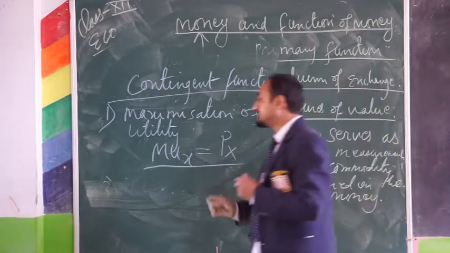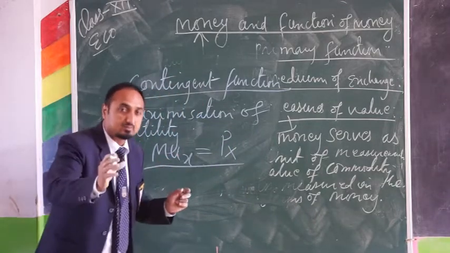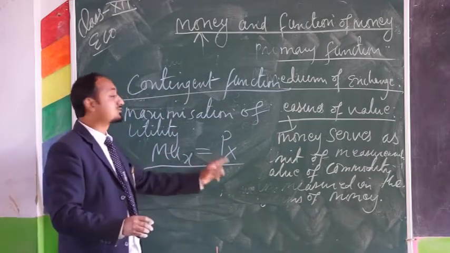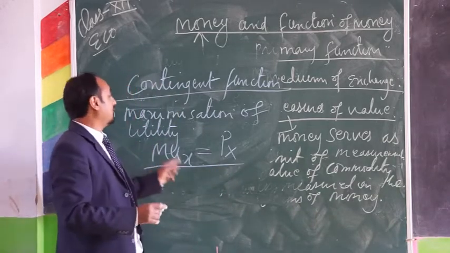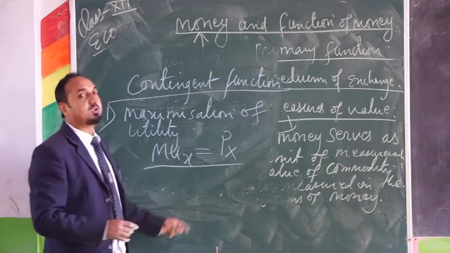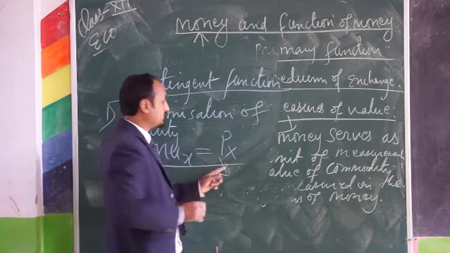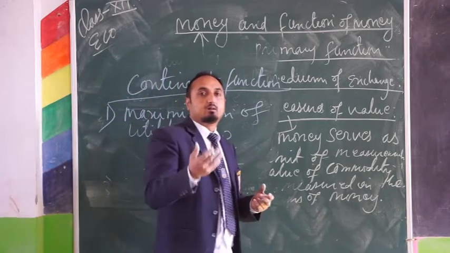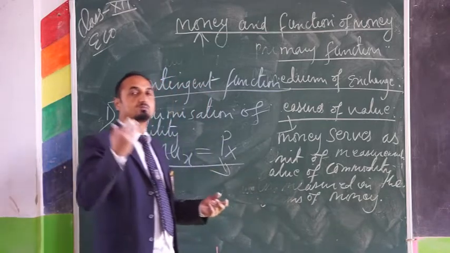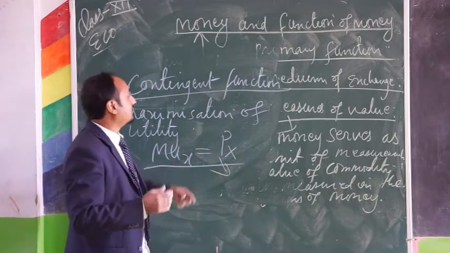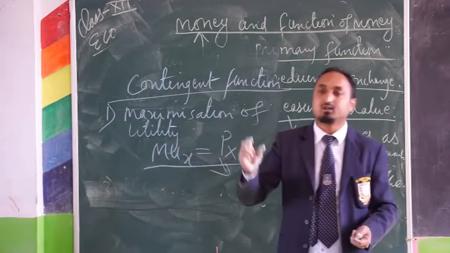And whatever satisfaction you get from the dresses should be equal to the price of that dress. That means it will fulfill the condition: marginal utility of dress is equal to price of dress. And this price is paid in terms of money only. So, in order to maximize the level of satisfaction, money has an important function.